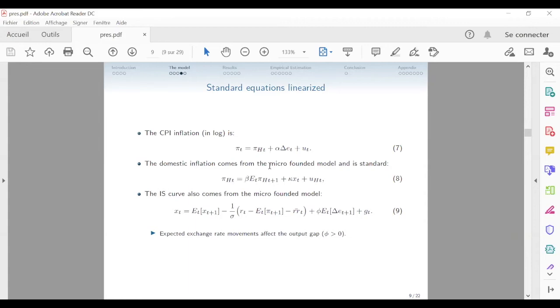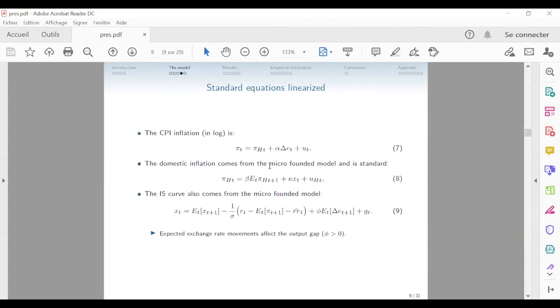Concerning the domestic inflation, it follows the Phillips curve. It comes from the micro-founded model, and it's really a standard equation. So the domestic inflation depends on the expected domestic inflation, the output gap, and a shock. That is really standard. I don't have a lot to say about it.